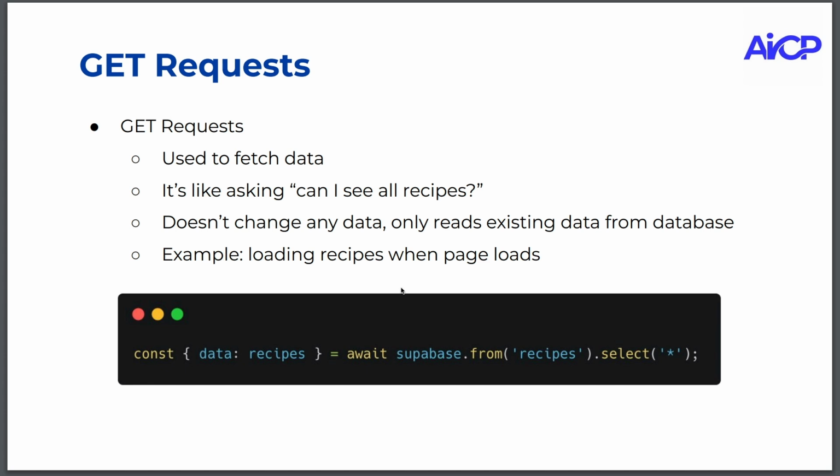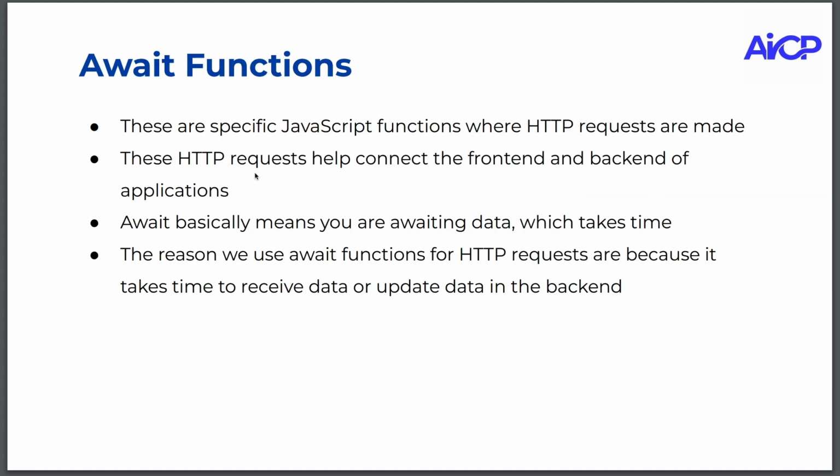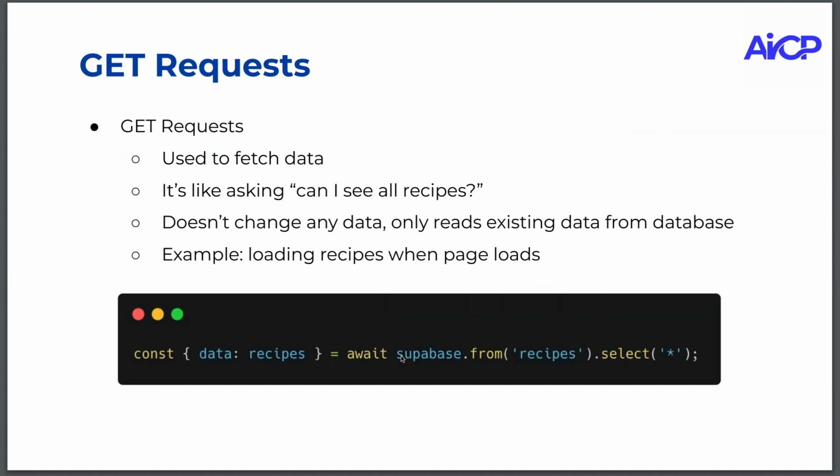An example of this that I've shown here is loading recipes when a page loads. Now you don't need to know the exact syntax, but you should just understand what's happening here. This is a get request. And like I mentioned, we're using this await function, which we covered, because we're awaiting data and we're getting it from Supabase from the recipes.